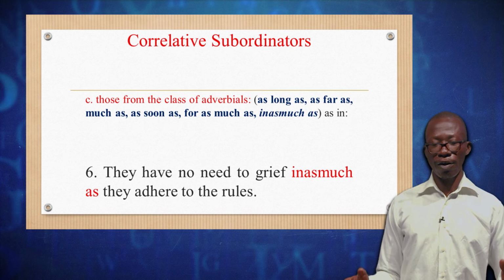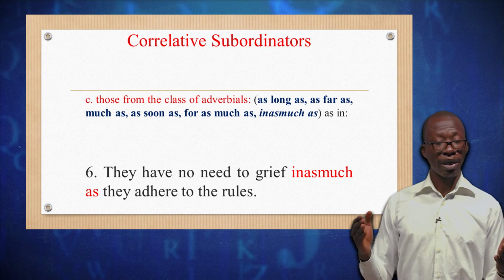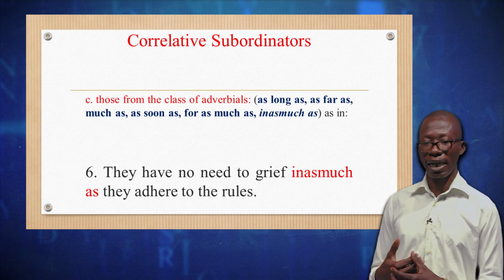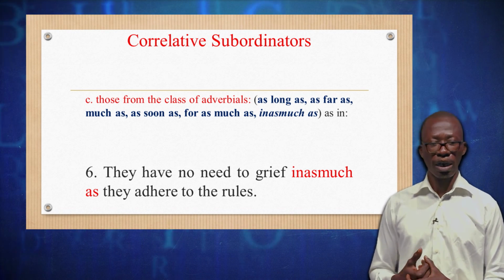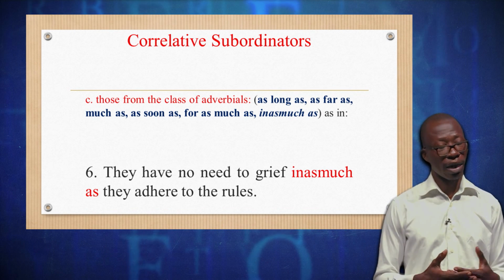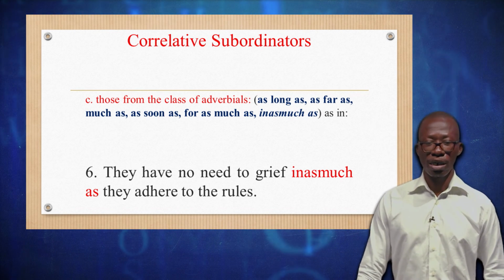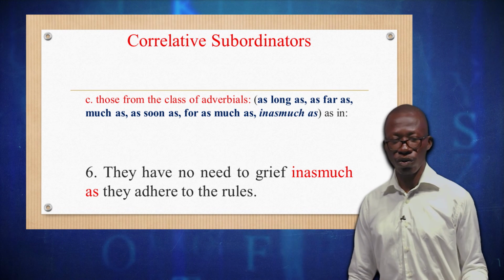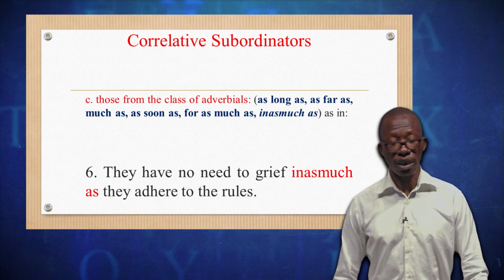So let's see if we could bring our subordinate clause, inasmuch as they adhere to the rules, before the main clause, they have no need to grieve. Can we put it that way? Let's see and find out whether the message will change or not. Inasmuch as they adhere to the rules, they have no need to grieve. It makes sense.